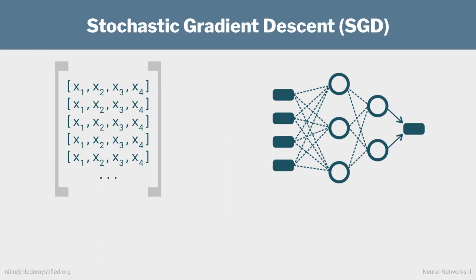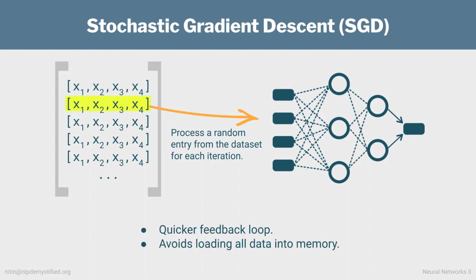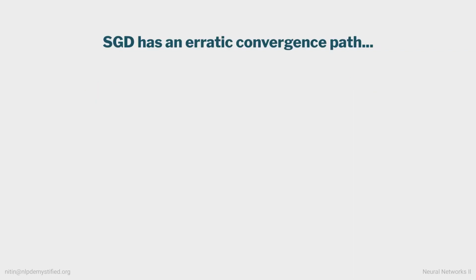To deal with this, we can use stochastic gradient descent, or SGD, instead. Rather than sending the entire dataset through the network on each forward pass, we'll process a single random entry. Because the network has much less to process on each forward pass, this will lead to much faster feedback and the ability to process datasets which can't fit into memory. Rather, the data can be streamed in from storage. But this comes at another cost in that SGD has an erratic convergence path towards a minimum.